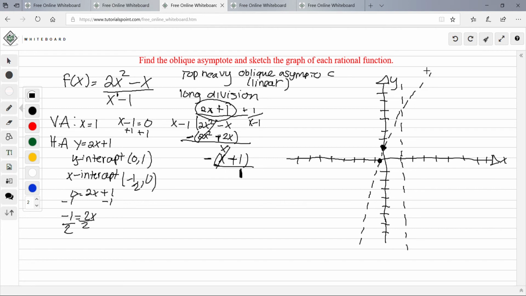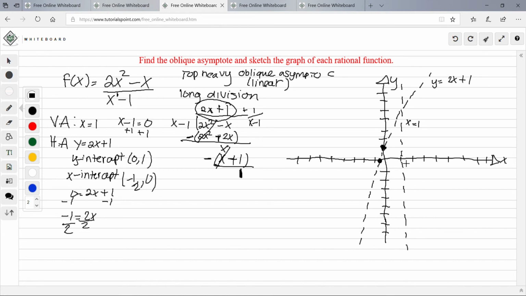If you can make your graph look nicer than mine, that's good. If you want, you can label it. So this is x equals 1, and this is y equals 2x plus 1. Now I have to figure out which way the graph is going to go on the right side and on this side. Is it going to look like this, or like this? I'm not sure, so I'm going to test points.